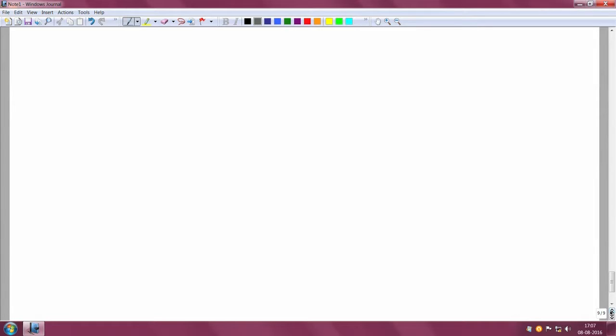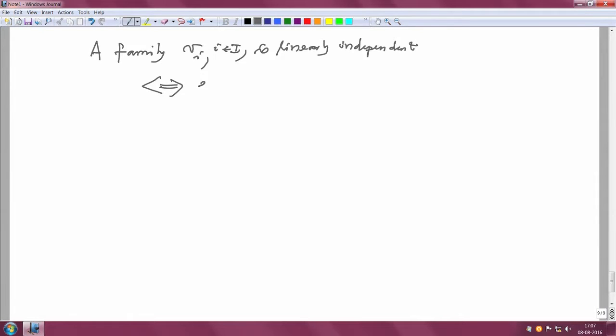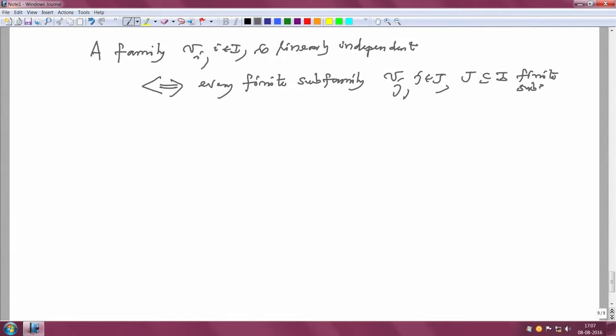Also the trivial remark: a family Vi, i in I, is linearly independent if and only if every finite subfamily Vj, j in J, where J is a finite subset of I, is linearly independent.